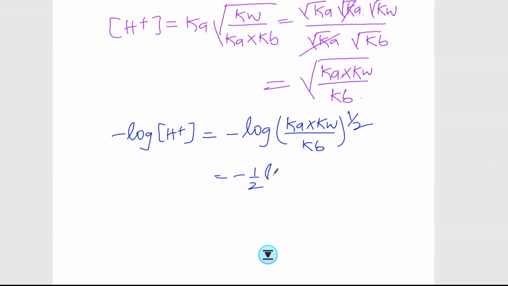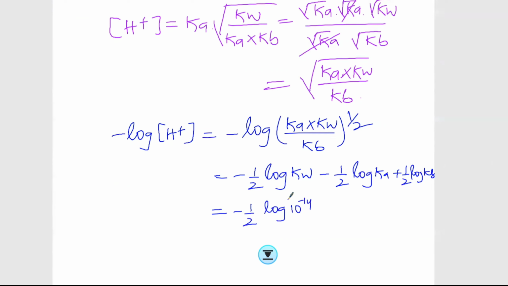Okay, so what it forms? Minus 1 by 2 log Kw. First I'm writing Kw, then minus, plus, right? So minus 1 by 2 log Ka plus 1 by 2 log Kb. Minus 1 by 2 log 10 to the power of minus 14, minus 1 by 2 log Ka, plus 1 by 2 log Kb.